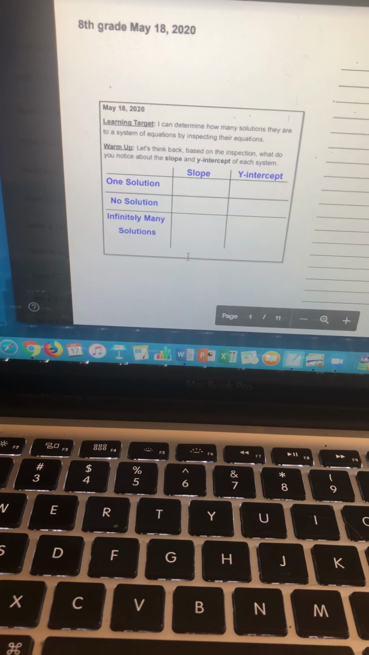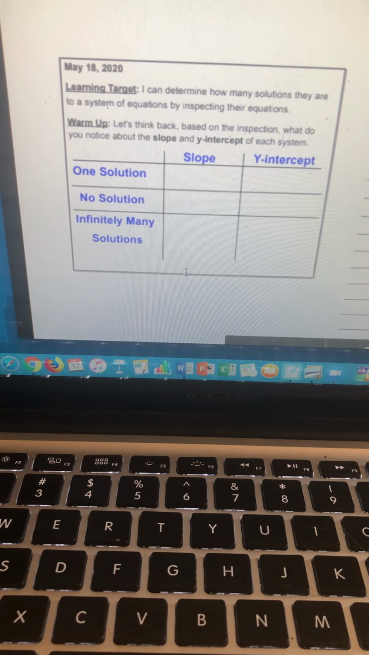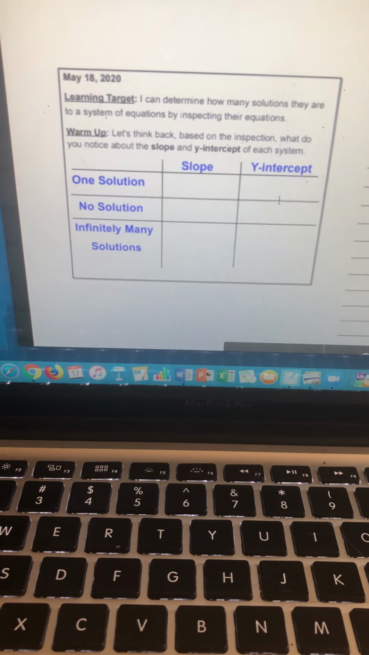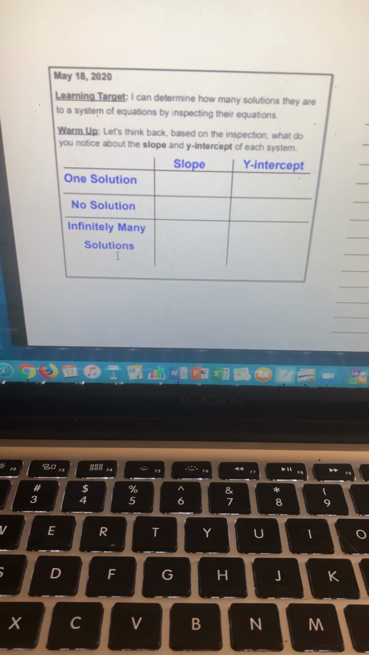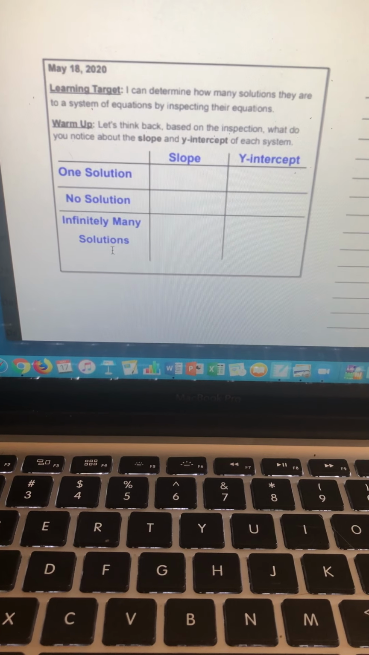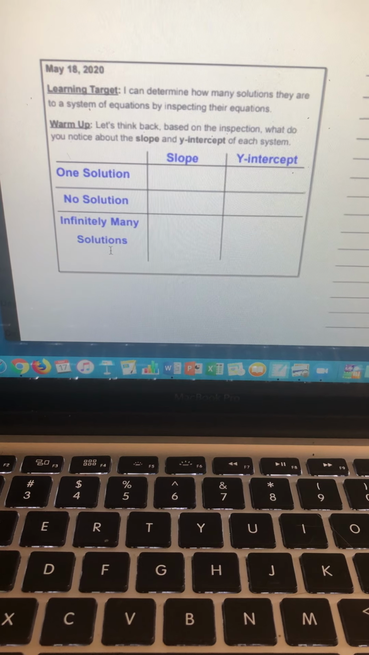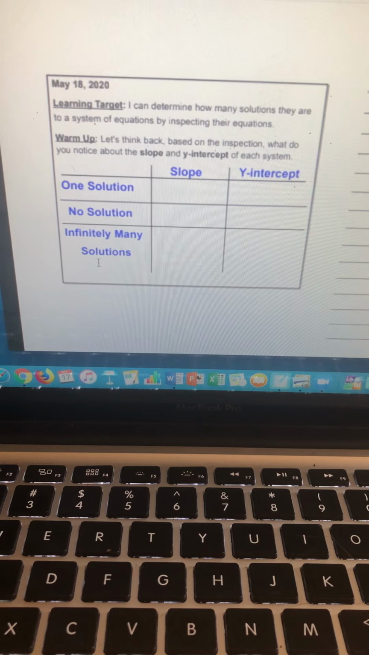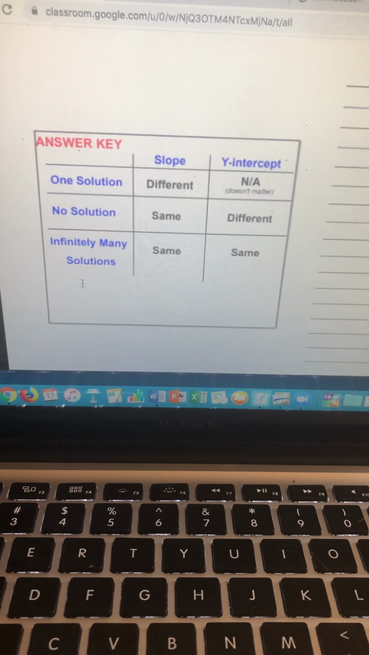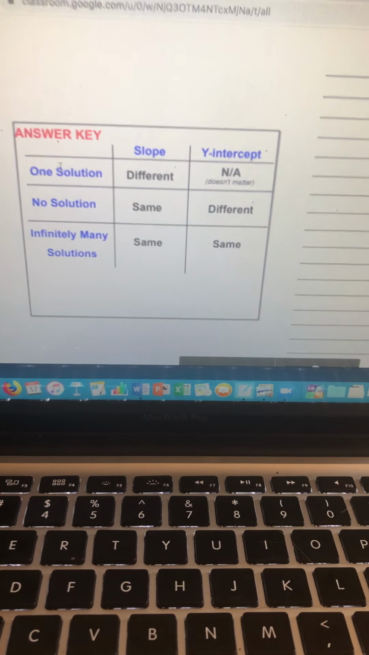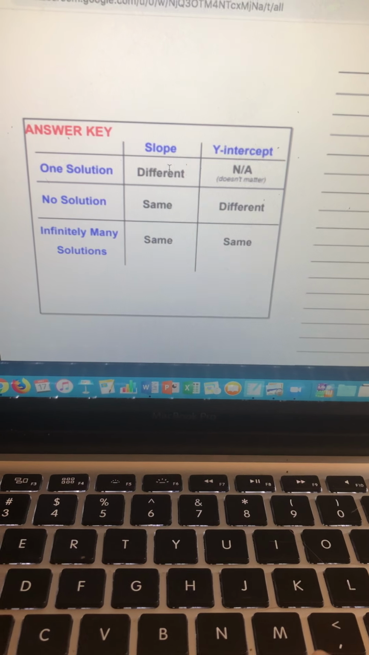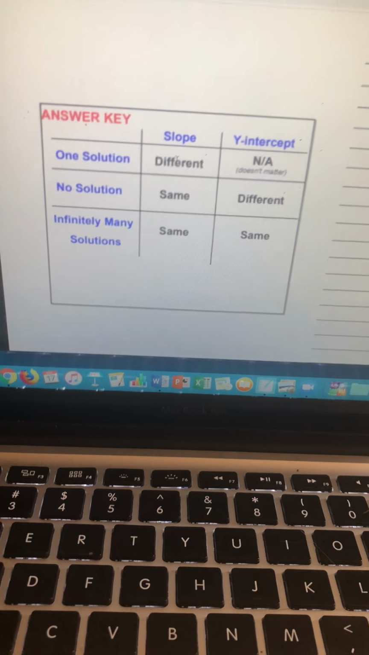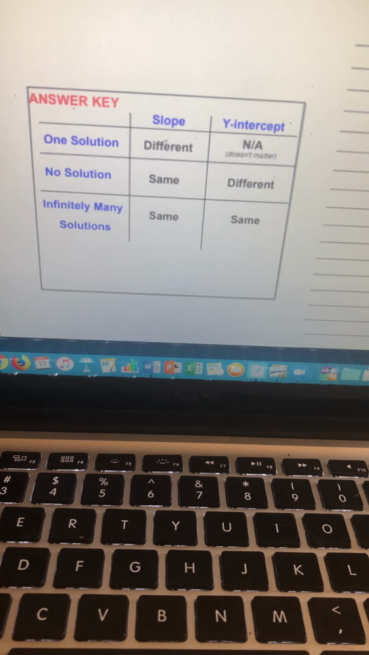So for the warm-up, I wanted to have you think back and see if you remember what we noticed about the slope and y-intercept when we have one solution, no solution, and infinitely many. There was something that we figured out while we were solving our equations and dealing with linear functions that relate to these three options. When we have one solution, our slopes will always be different, and the y-intercepts don't really matter. If you see different slopes, then you can expect that those lines will intersect at one common point.